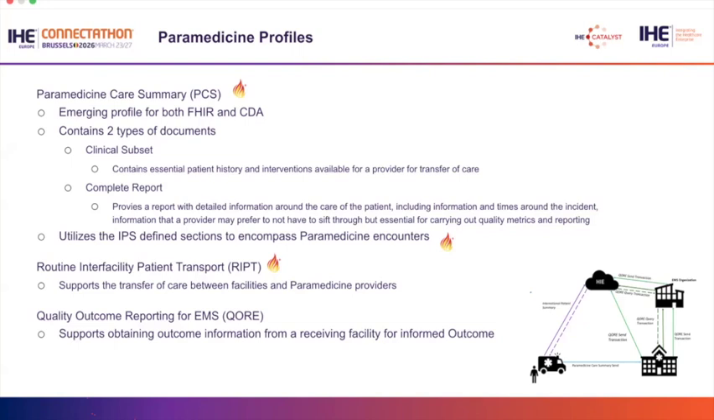And then we have, this is actually a QRPH profile, the quality outcomes reporting for EMS. This kind of brings it all together, where after completion of care for the patient in a receiving facility, the EMS provider is able to get an outcome of the patient, such as survival or death, and information on their care so that they can do their own quality metrics, calculations and reporting. The diagram on the bottom right shows this flow of information. So we have these paramedicine profiles if anyone is interested in registering for those and testing as well.